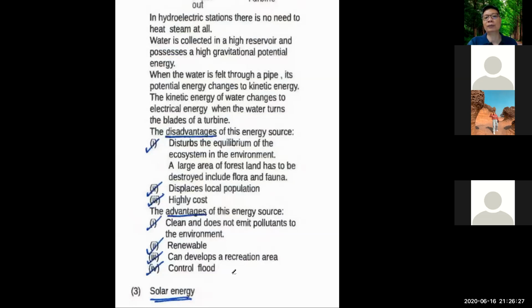Why do they say it can control flood? That is because they channel the river water to the area and fully fill up the dam. When the dam is full, they can release the water. So they can release the water and come out, so you can control the flood. No flood problem anymore in Terengganu. Only in Kelantan there is, okay?